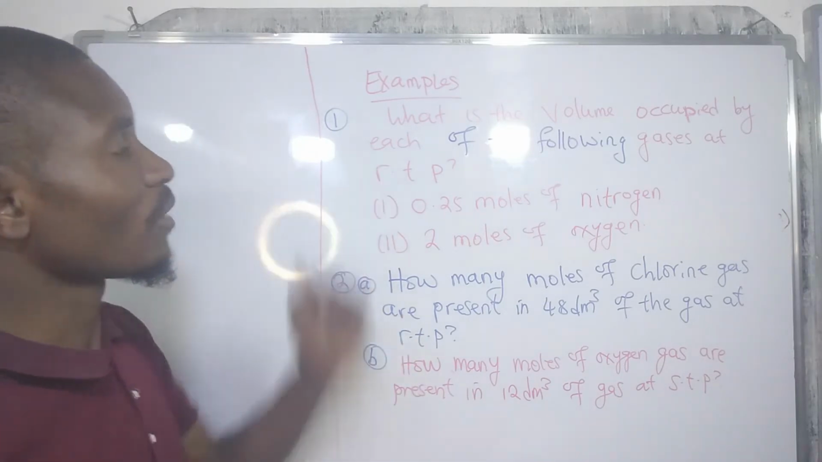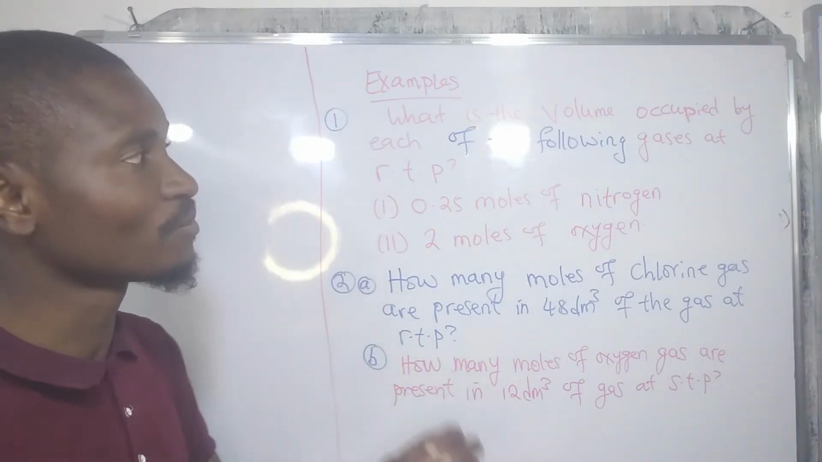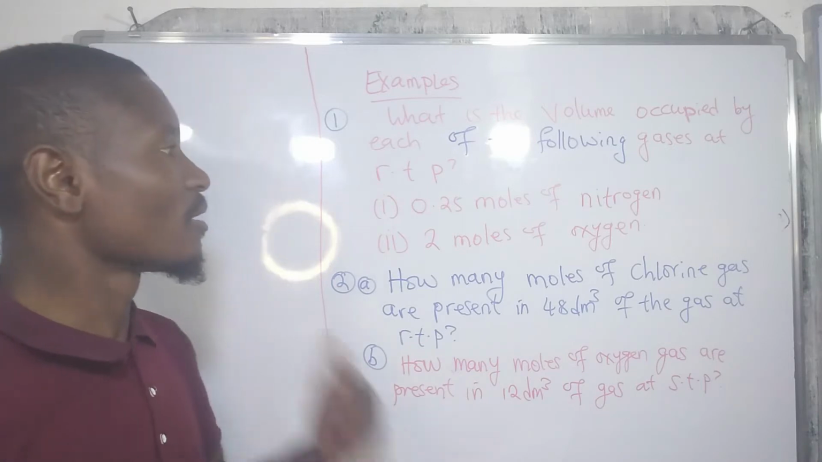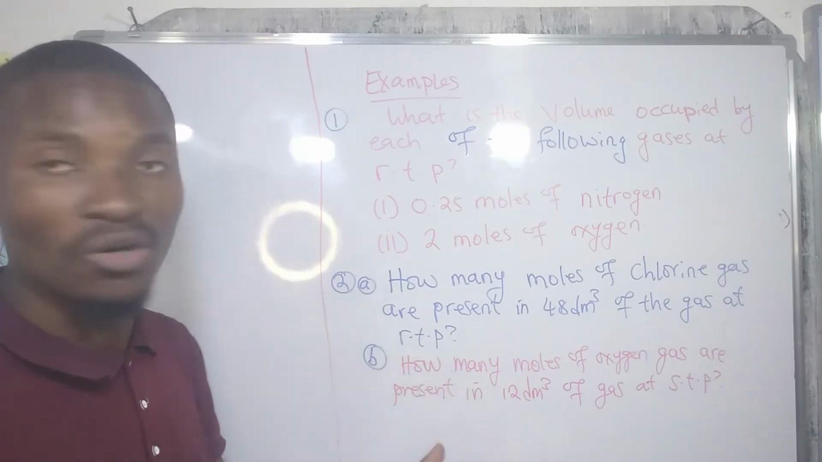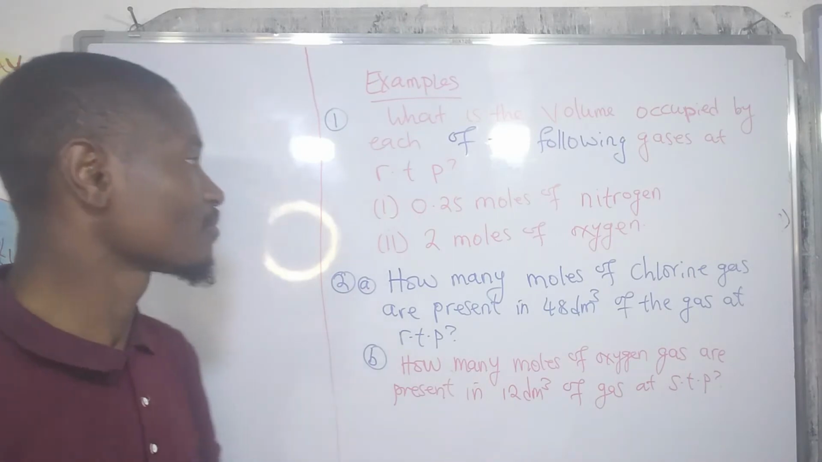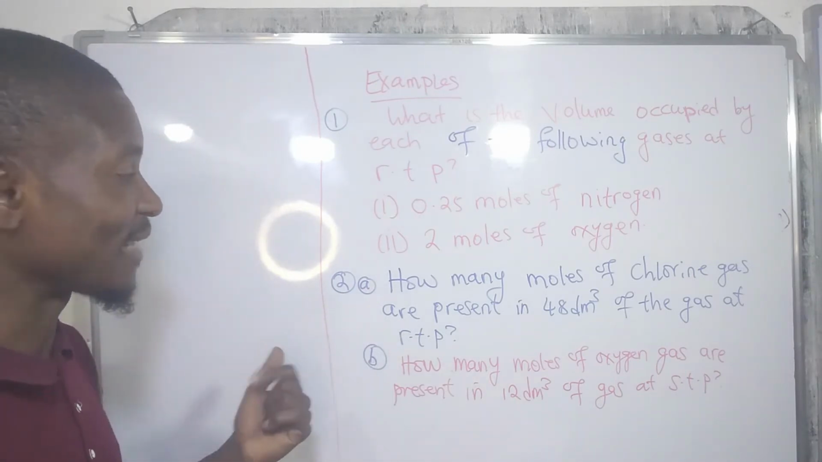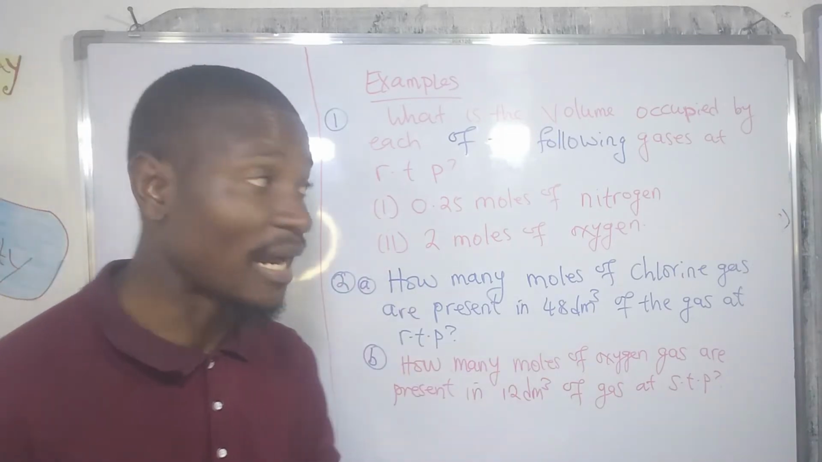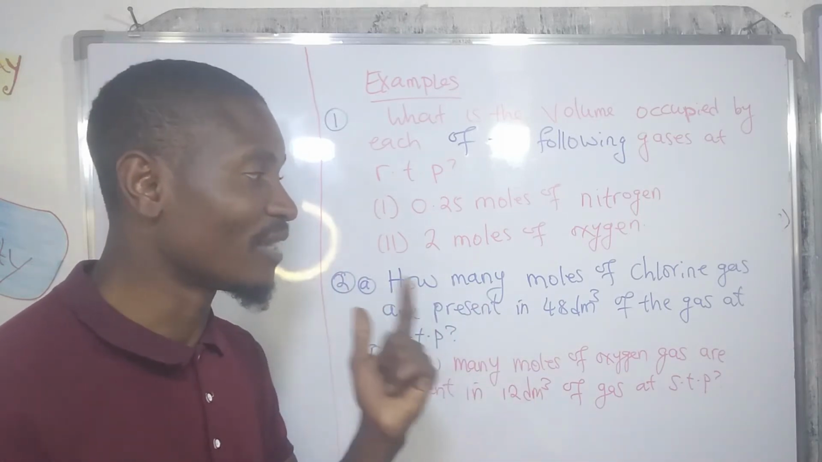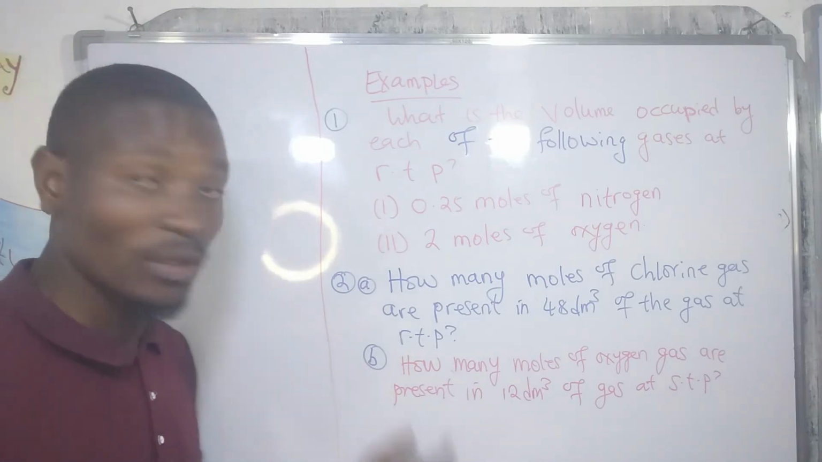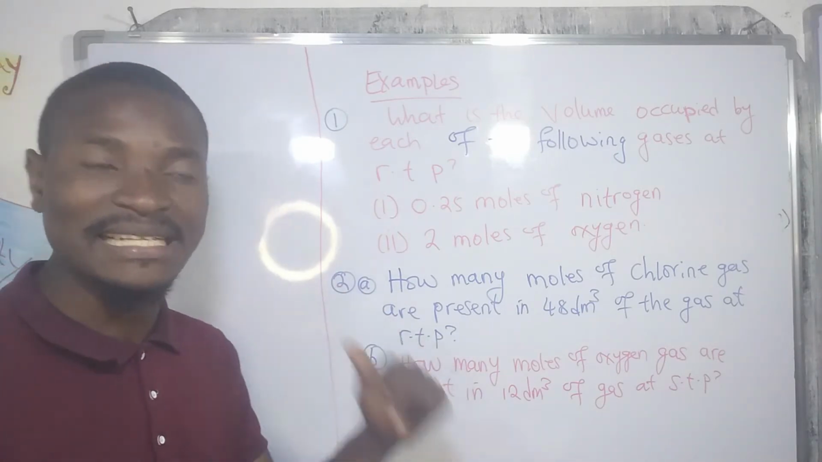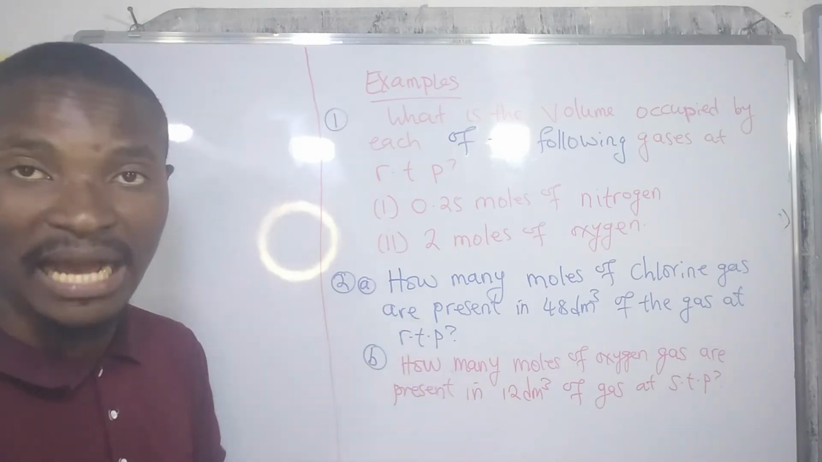So these are the following examples. What is the volume occupied by each of the following gases at r.t.p? We have 0.25 moles of nitrogen, and then 2 moles of oxygen. Then the other example: how many moles of chlorine gas are present in 48 cubic decimeter of the gas at r.t.p? And the last one, but not the least: how many moles of oxygen gas are present in 12 cubic decimeter of the gas at s.t.p?